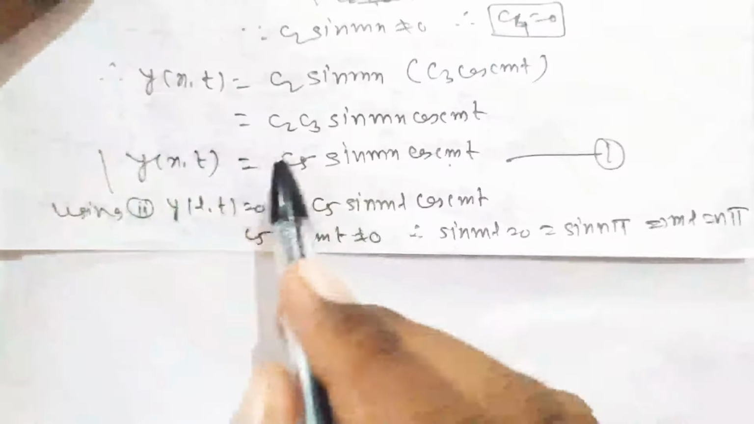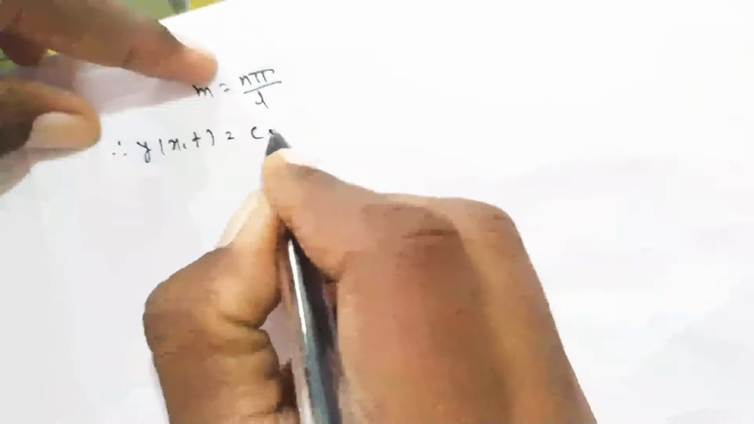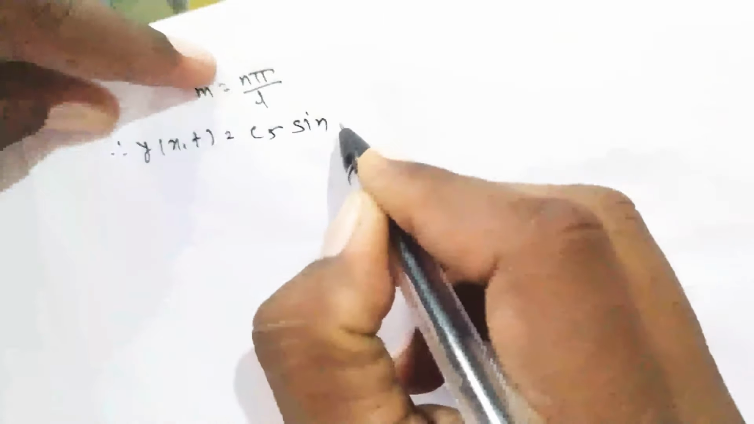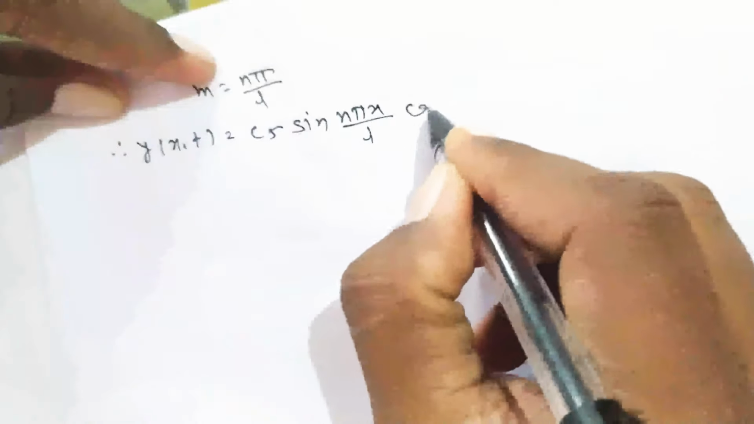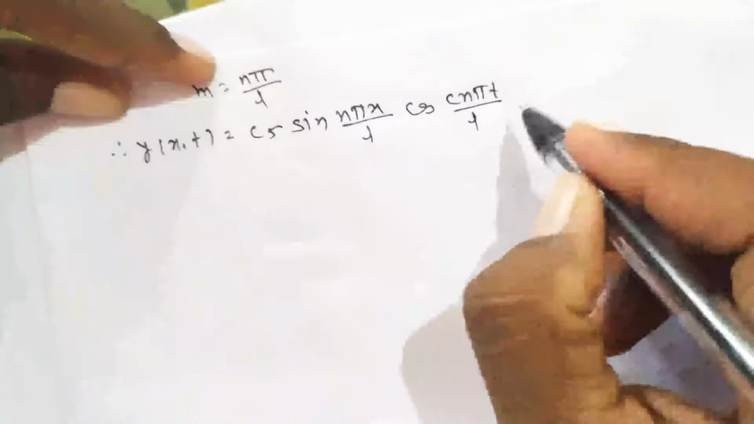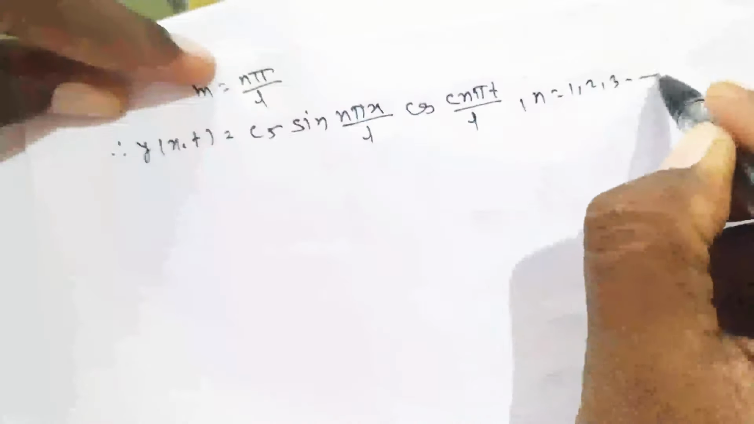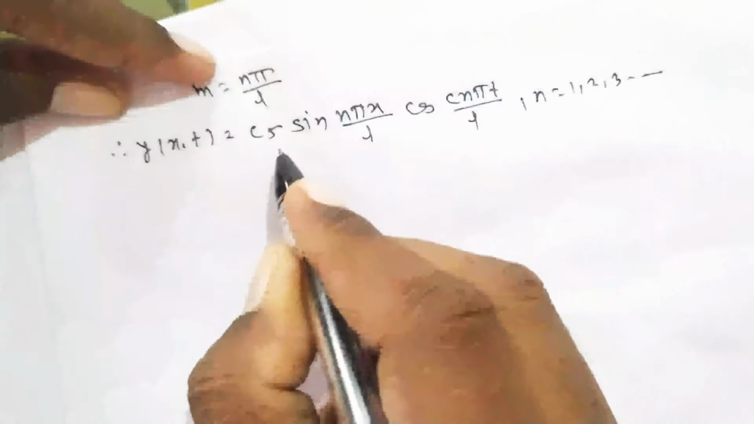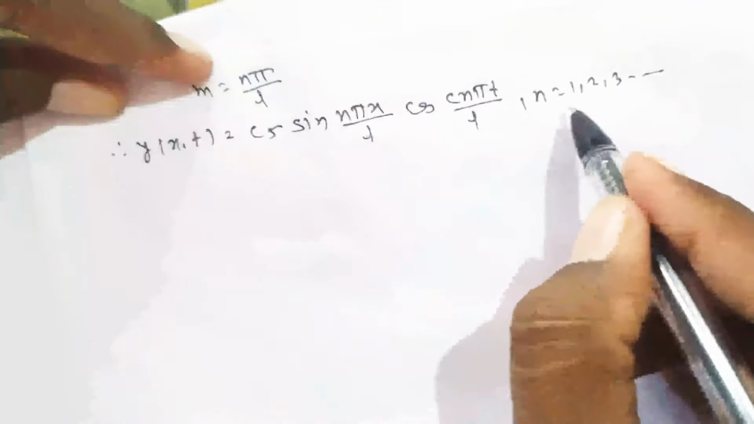Now if we get m equal to n pi by l, put that m in equation 1, and therefore equation 1 becomes y of xt is equal to c5 sin mx, so m is n pi x by l into cos cmt, so c n pi t by l, m is equal to n pi by l, okay. And what is n here? n equal to 1, 2, 3 and so on. So if you put n equal to 1, 2, 3 and so on, then same as heat equation, again this c5 will vary for each value of n.